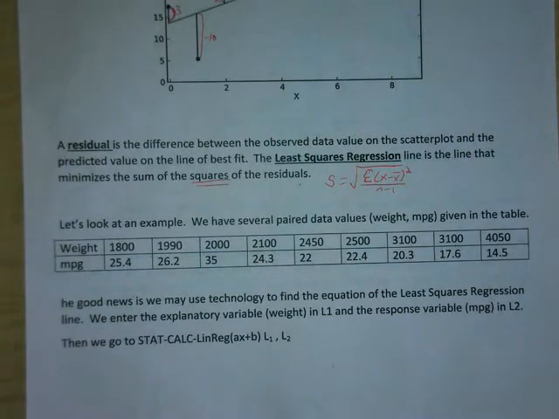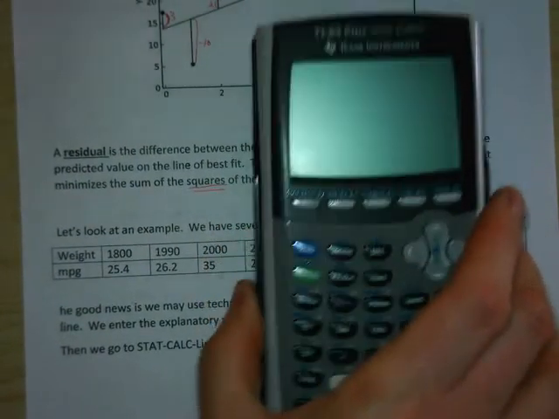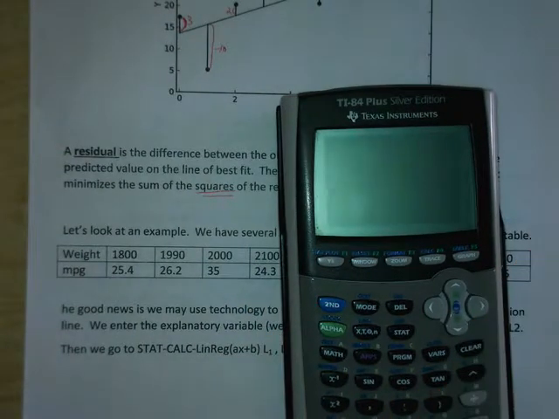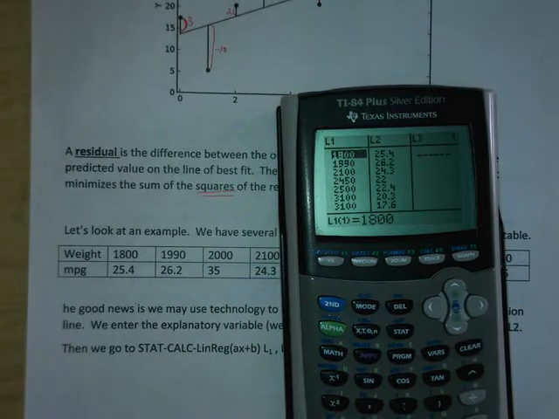And the good news is we can use technology to find the equation of the least squares regression line. We enter the explanatory variable, the x values, or the weight in this case, in list 1, and the response variable, or y, the miles per gallon, in list 2. You should have used your calculator several times in a similar manner. You press stat and then edit. That'll get you to your list.